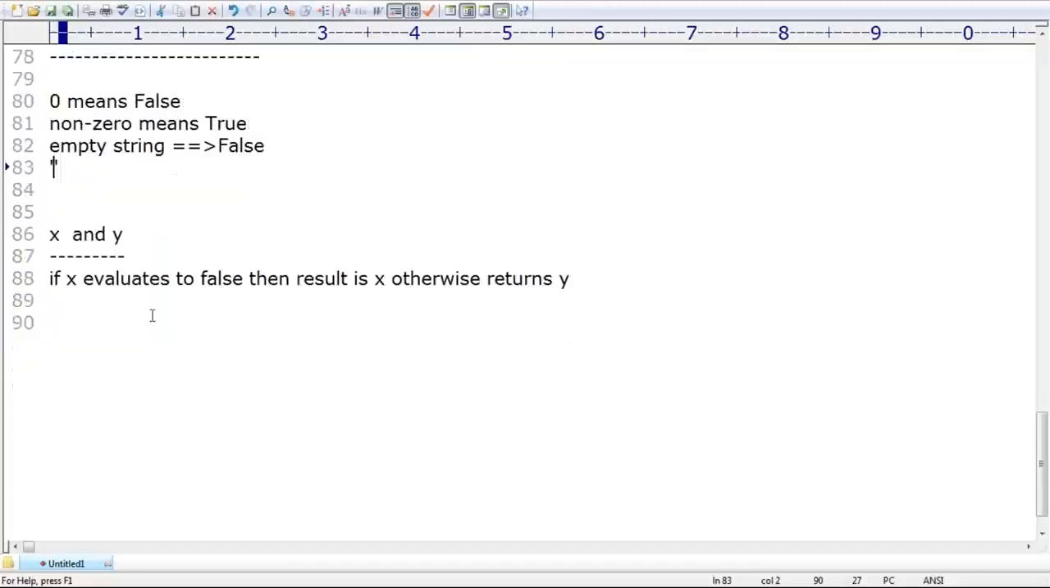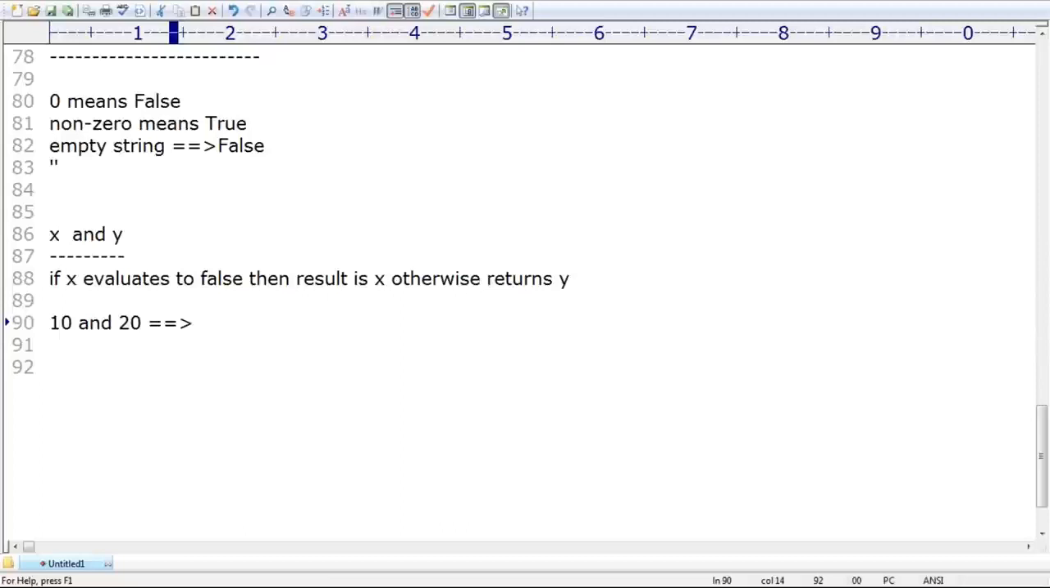So now, if x evaluates to false, return x. Otherwise, return y. Remember, this is the AND operator. Is the first one true or false? If the first one is false, it returns x. If the first one is true, then it automatically returns y. That is the behavior. Now I'm taking 10 and 20. What is the answer we are going to get?